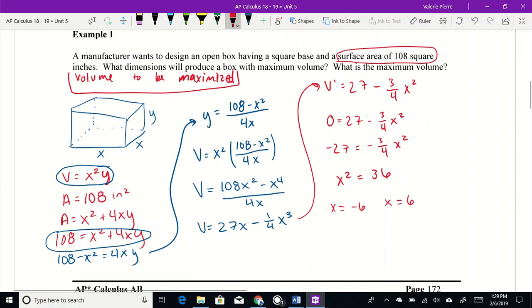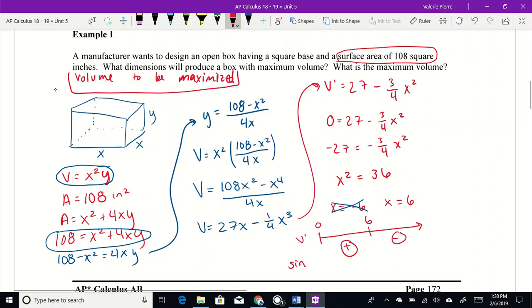Since I'm looking at dimensions of a box, x can never be negative. So x will never be negative 6. Therefore, x is equal to 6. And when I do my sign analysis, starting at 0, going on forever, and my critical number being 6, if I check a value between 0 and 6 into my derivative, I'll get a positive number. If I check a value between 6 and infinity, I'll get a negative number.